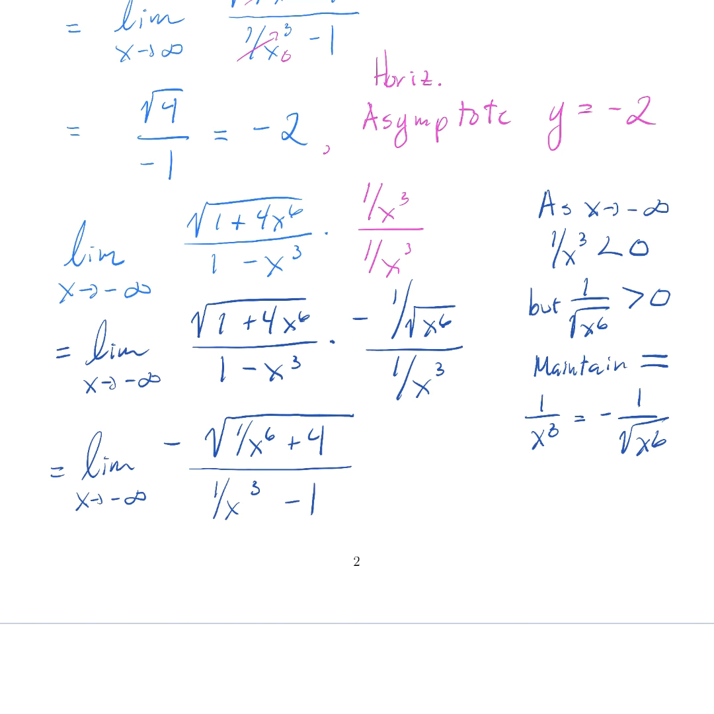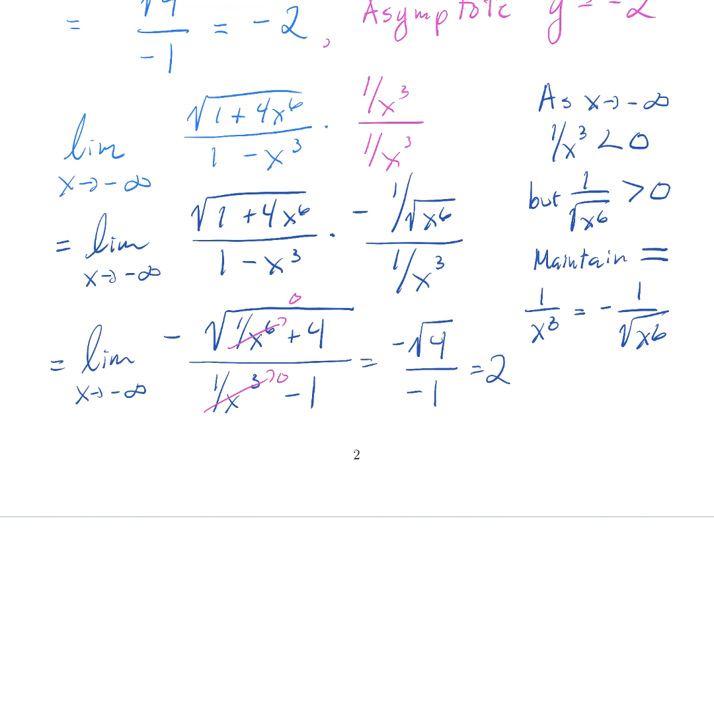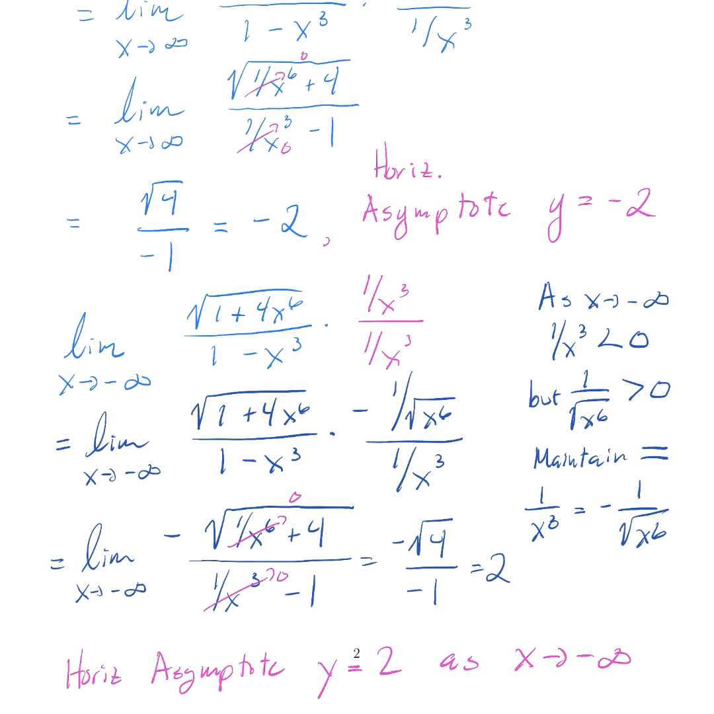Awesome. Limit as x approaches negative infinity. I think we're good to go here. This limit is 0. This limit is 0. And so what do we get out of this thing? We get negative square root of 4 divided by negative 1, which is 2. So that gives us a second horizontal asymptote, y equals 2, and that asymptote comes into play as our x's approach negative infinity. And the horizontal asymptote of negative 2 is as x approaches positive infinity.